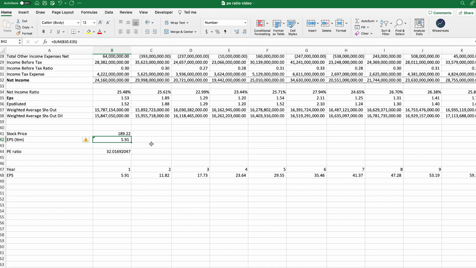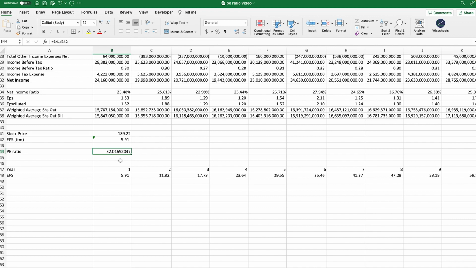And usually the way that the PE ratio is interpreted is that companies that have a higher PE ratio are more expensive, aka more likely to be overvalued, and companies that have a lower PE ratio, they tend to be more likely to be undervalued by the market.